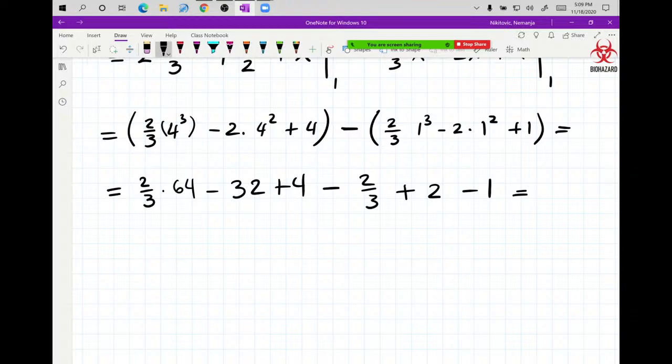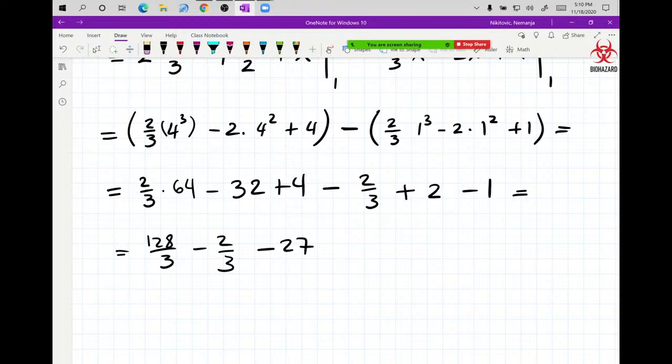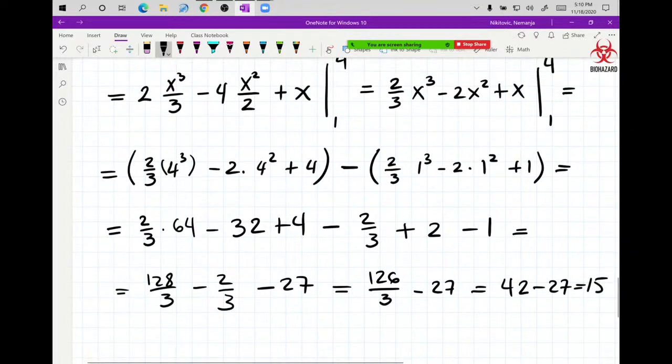Okay, 64 times 2 is 128. So I have 128 over 3 minus 2/3. And then I have all of these as common. Well, this is 1. So negative 32 and then plus 4 is going to be negative 28, and then plus 1, negative 27. Okay. This is 126 divided by 3 minus 27. Now, 3 into 12 goes 4 times. 3 into 6 goes 2 times. Minus 27. Oh, it's 15. Aha!